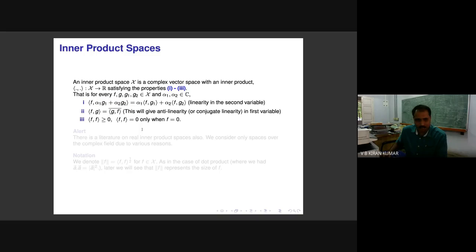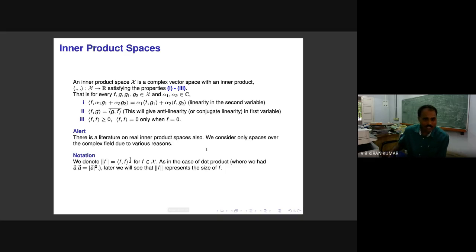Now, there's a small alert. There is a literature on real inner product spaces also. We consider only spaces over the complex field due to various reasons. So in general, the definition need not be for a complex vector space, but for a vector space over C or R. But we consider only complex vector spaces because of some reasons.